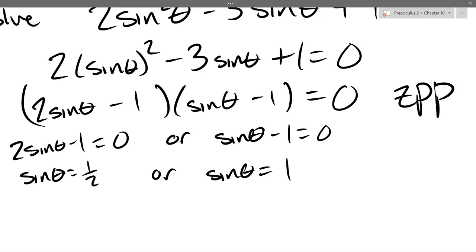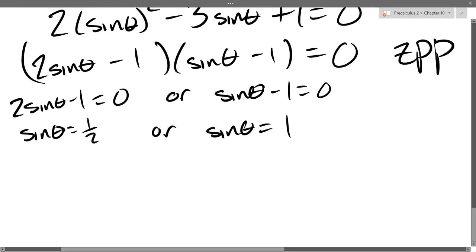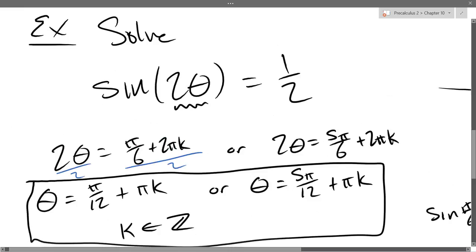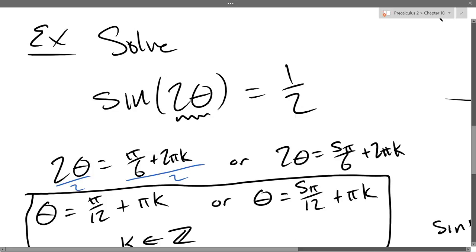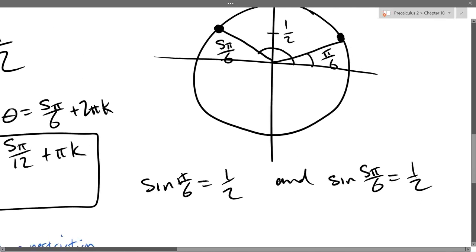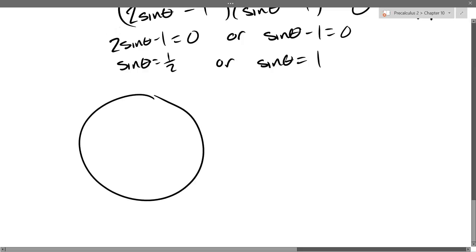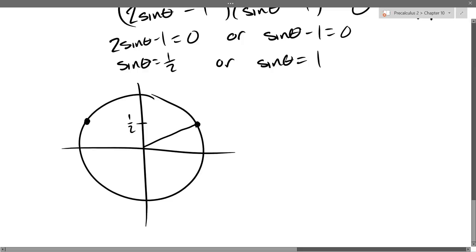So any questions on this algebra? All right, sine theta is positive 1 half. I think we just did that right upstairs here somewhere. Hopefully, sine theta is 1 half. This is sine theta is 1 half, so we're going to get basically pi over 6 plus periods. So it'll be the same problem we just did. So we got 1 half, and there, and there.